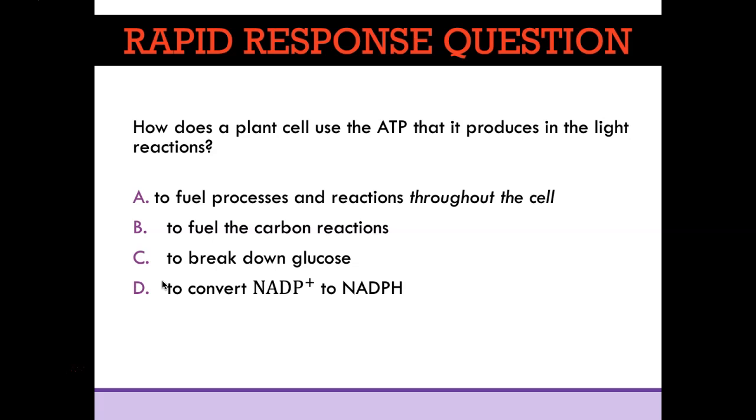So the answer to this question is B. A plant cell uses the ATP from the light reactions to fuel the carbon reactions.